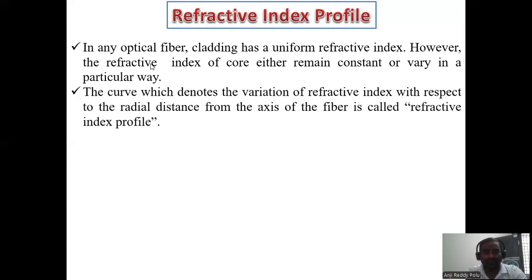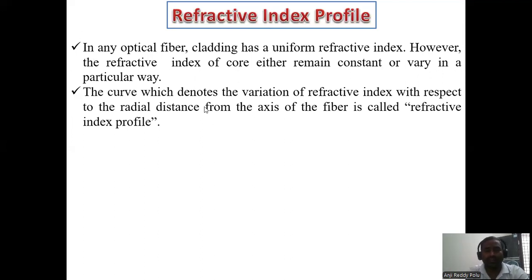In any optical fiber, the cladding has uniform refractive index. However, the refractive index of core either remains constant or varies in a particular way. In any optical fiber, basically we have three layers. The inner layer is the core. Around that we have the cladding, and around that we have the buffer, which we can call the jacket also.